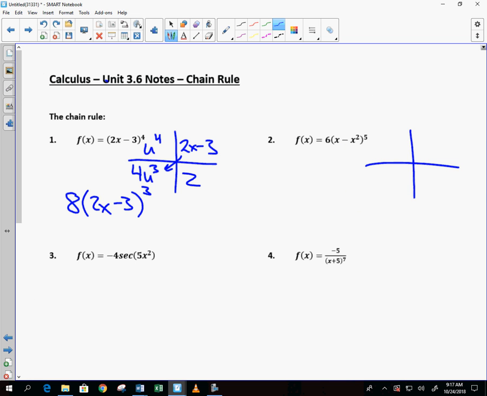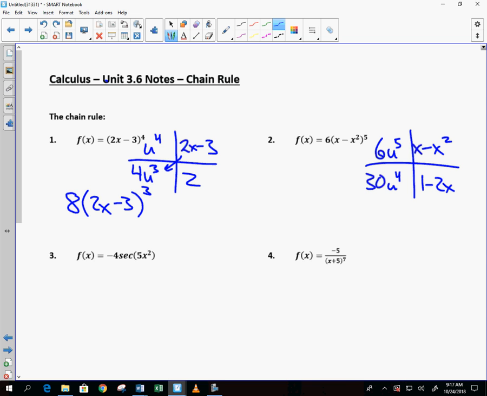What's the inside? What's the outside? 6u to the 5th. Yep, constants just come along for the ride. Pick up that 6. It's got to be included. Derivative of 6u to the 5th: 30u to the 4th. Derivative of x minus x squared.